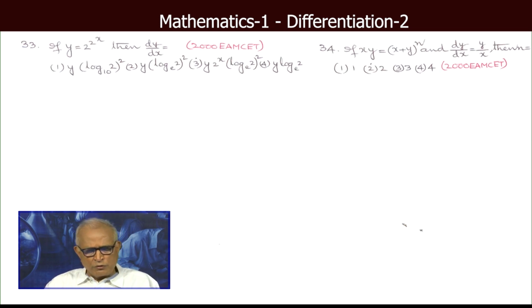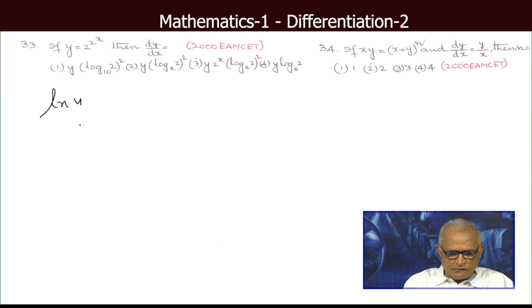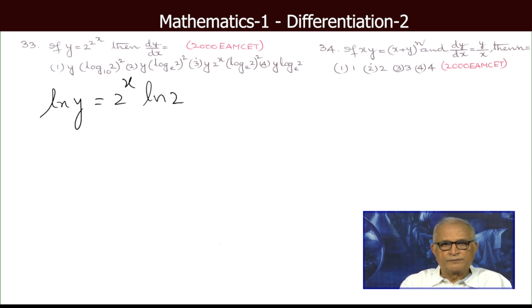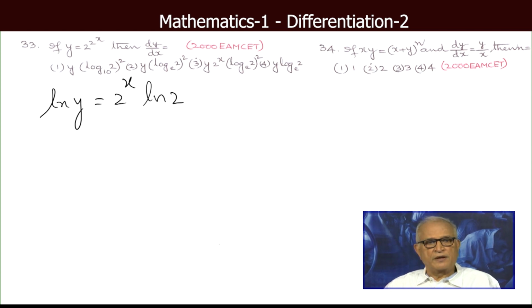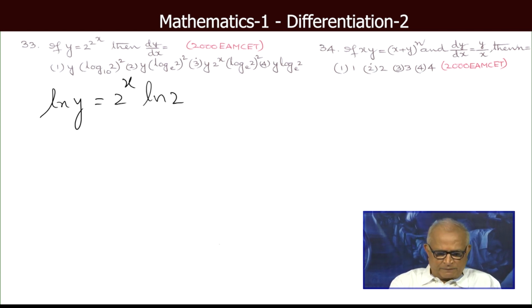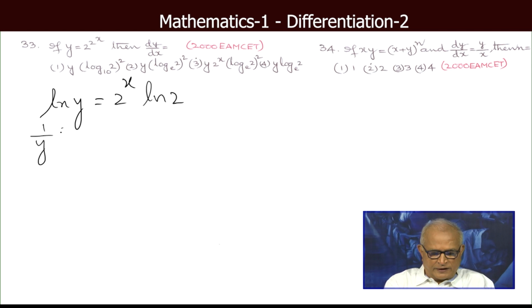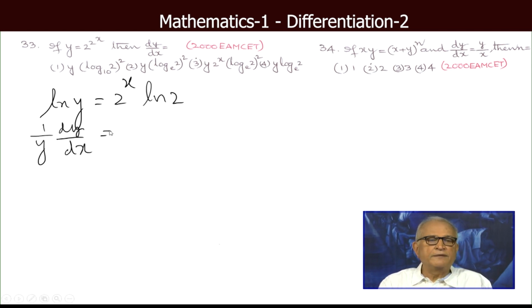y is equal to 2 power x, then what is dy dx? Exponential function 2 power x. Base a is 2, exponent is x. Take logarithms, log y equal to x ln 2. Now differentiate both sides with respect to x. 1 by y dy dx, that is the derivative of ln y.